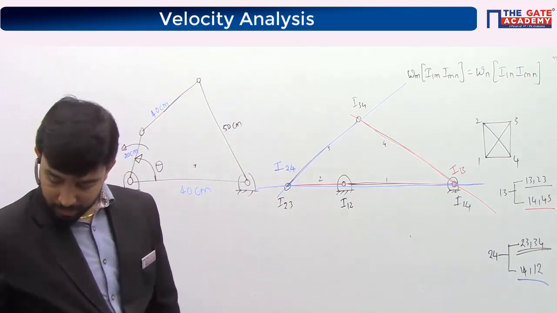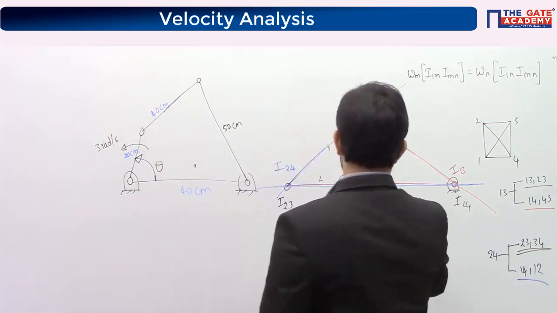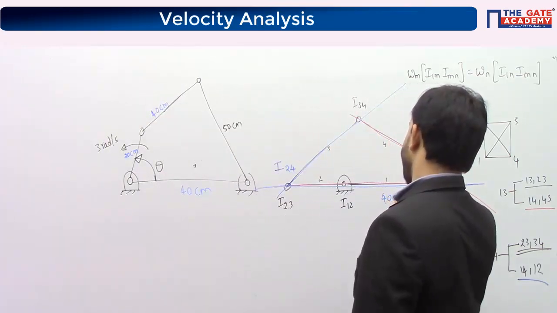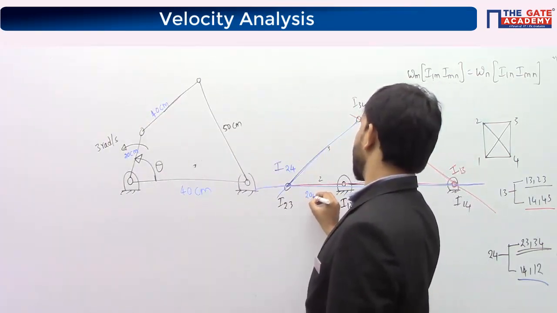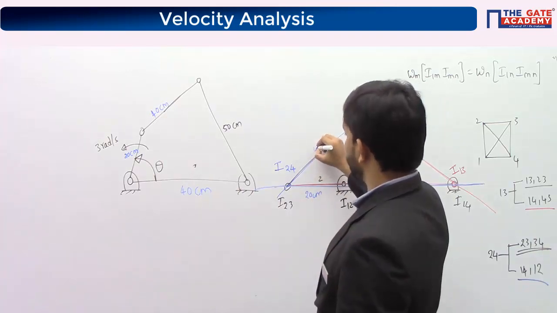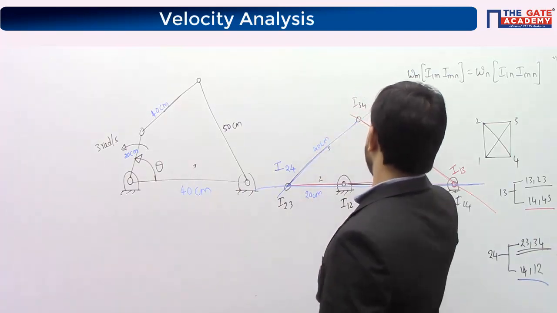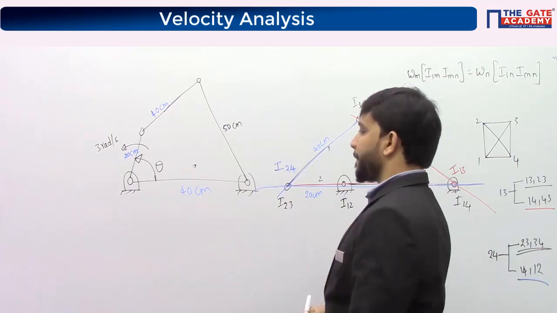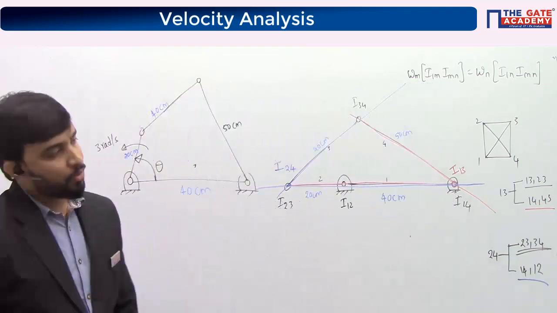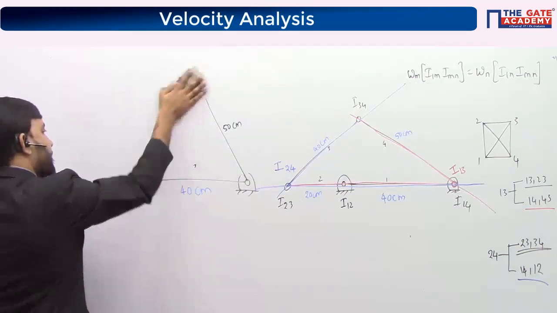You know the length of the different links. I am writing it like this. Length of this link is 40 centimeter. Length of this link is 20 centimeter. Length of this link is 40 centimeter. Length of this link is 50 centimeter. Now do the velocity analysis of it.